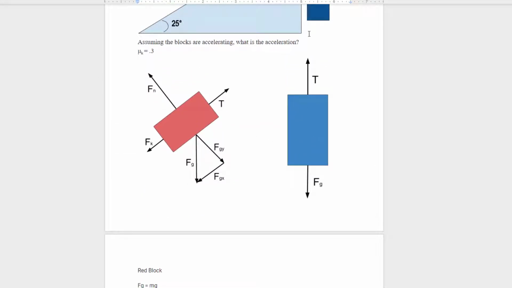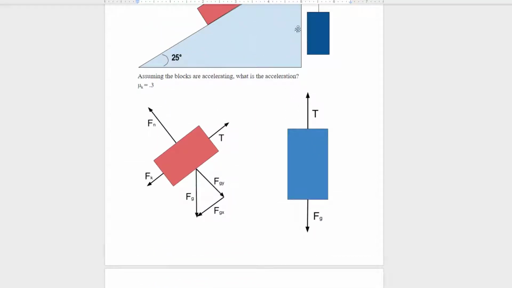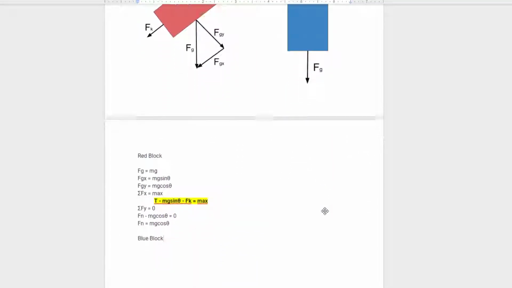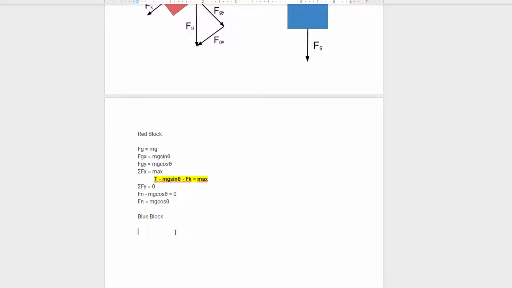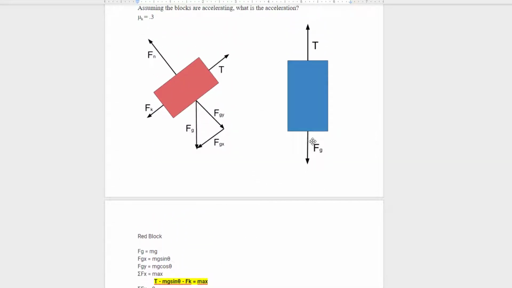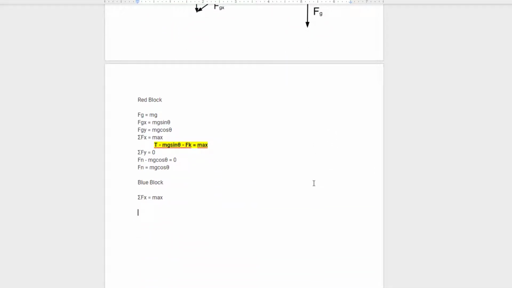Alright, so blue block's only got one way to move. It's only got forces in the x direction, so the sum of the forces in the x direction is going to equal max. So specifically, if the block is accelerating, that means it's moving downward, which means the force of gravity is going to be greater, and you're going to subtract tension from that, and that equals max, which is ma in the x direction.